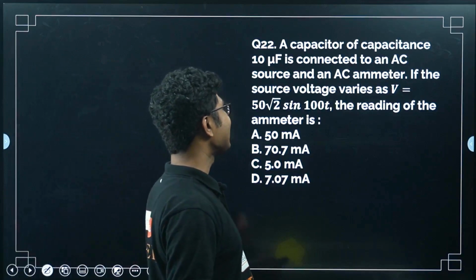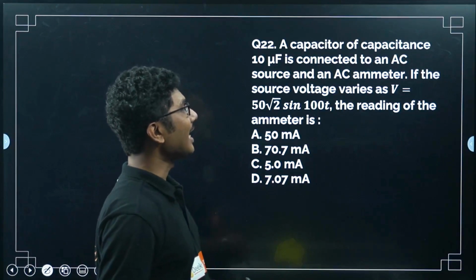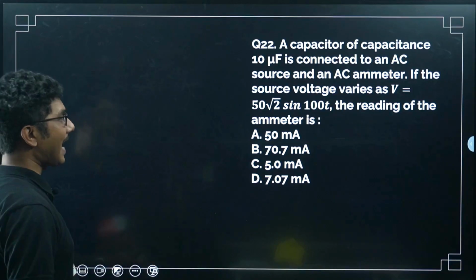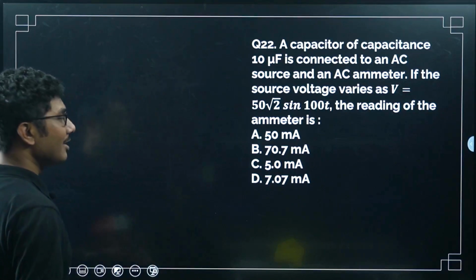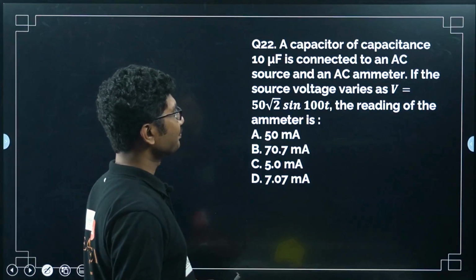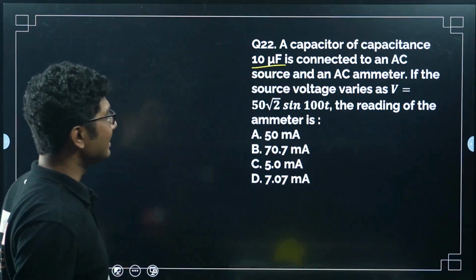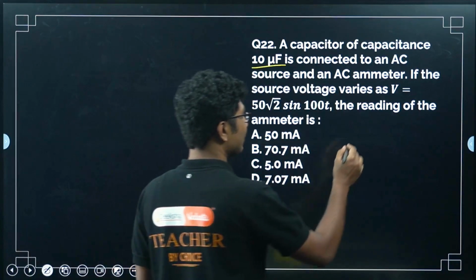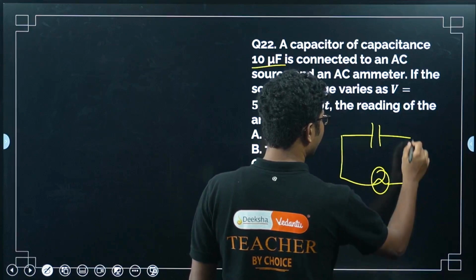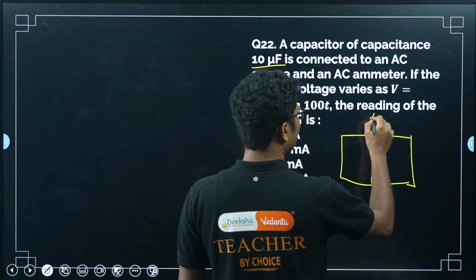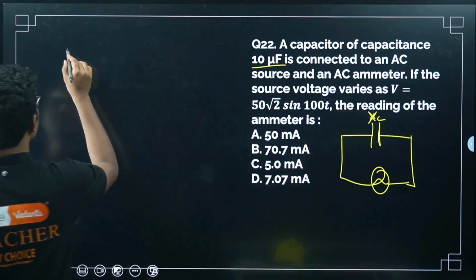A capacitor of capacitance 10 microfarad is connected to an AC source and an AC ammeter. If the source voltage varies as V is equal to 50 root 2 sin 100t, the reading of the ammeter is. Now we know that a capacitor is connected to an AC source, so it is just a capacitor and AC source. Nothing else is connected. I have solved this type of concept before. So here it will behave as a resistor, and that resistance will be XC.